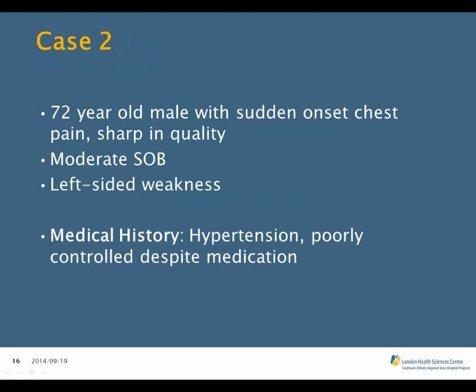All right. So now on to our second case. This is a 72-year-old male with sudden onset of chest pain. It's sharp in quality. The patient's experiencing moderate shortness of breath as well as left-sided weakness. His medical history is significant for hypertension, and it's poorly controlled despite medication.